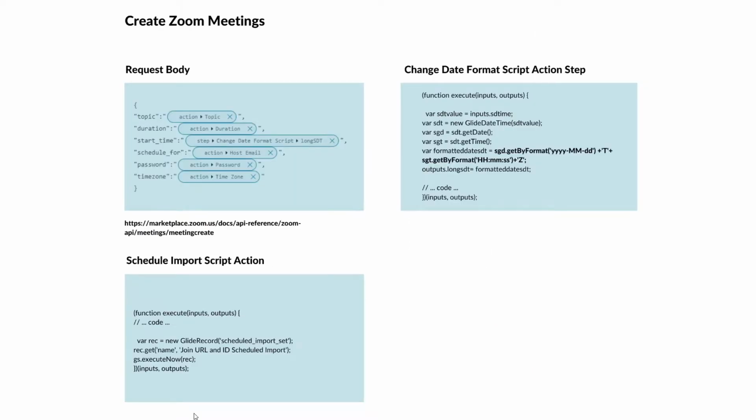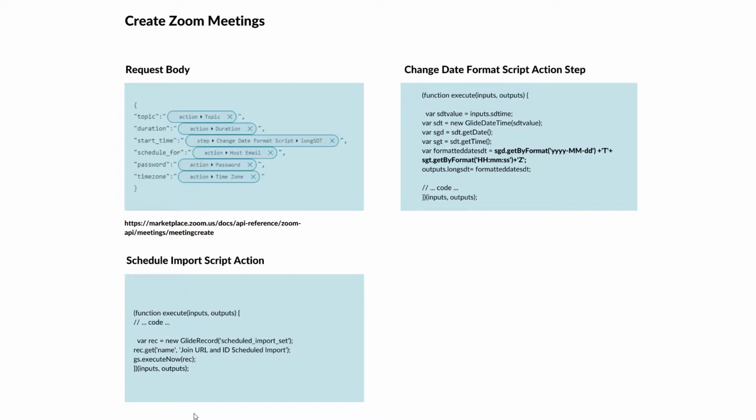Here you have the example. This is what we are going to use. And if you want to know more information on how we can build this, you have the product documentation. Then the second important thing is the date format that we are sending to Zoom. So it should be date plus T plus time plus Z. This is the format that we should send.